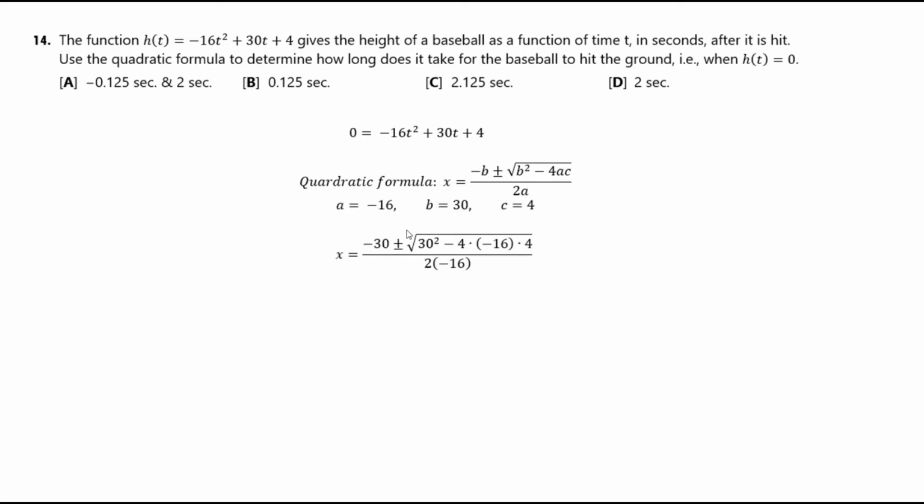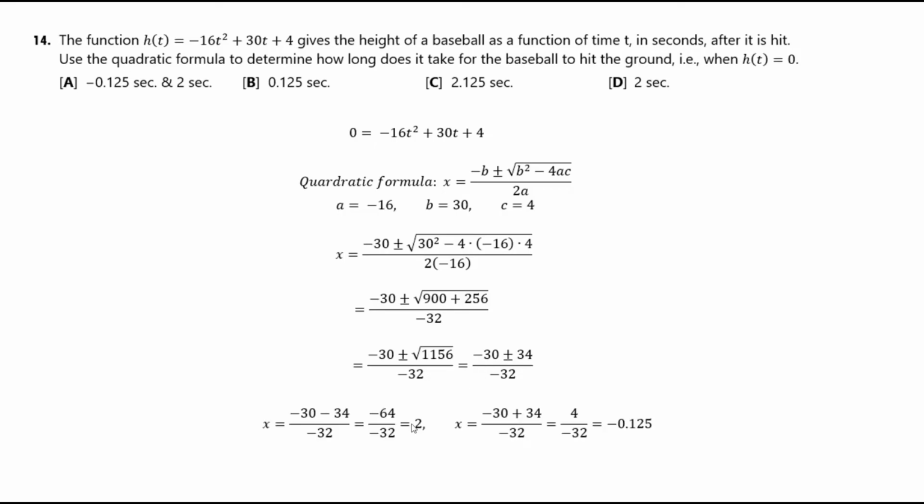So I'm going to plug in 30 for b, -16 for a, and 4 for c. So now I just got to do the math here. On the inside, I have 30 squared is 900, because 30 times 30. 4 times 16 times 4 gives me 256. I add, and whatever's inside the square root is 1156. The square root of 1156 is 34.